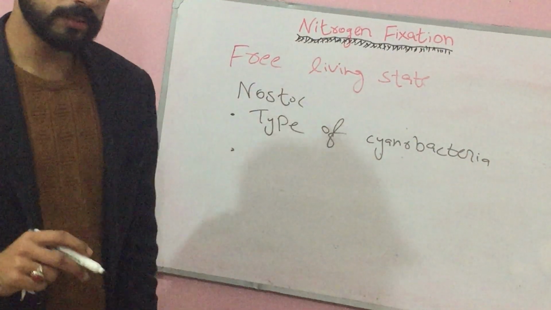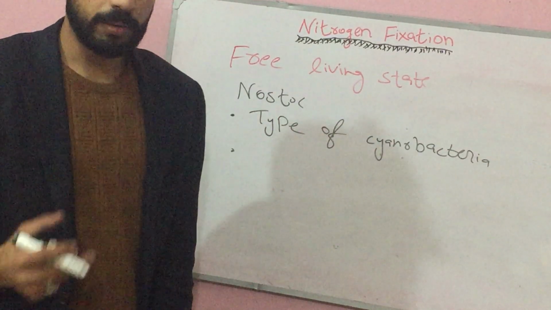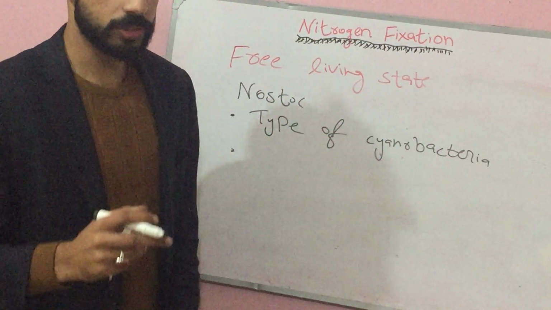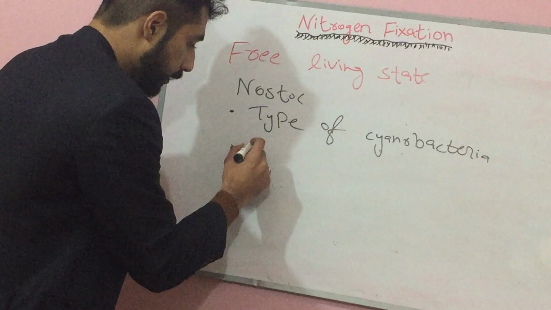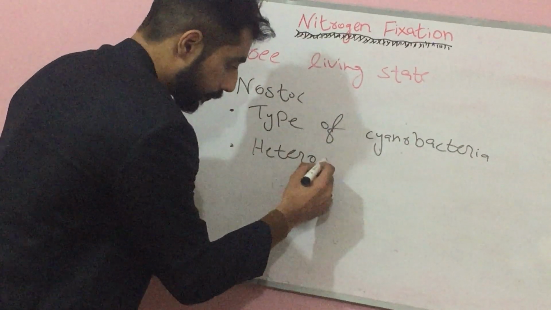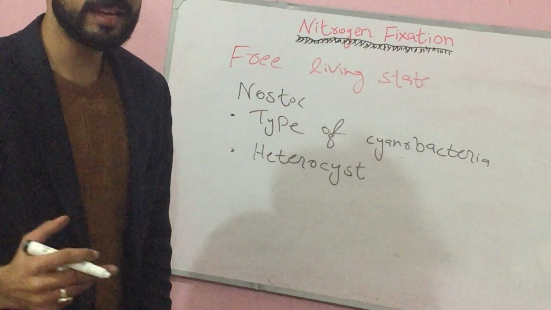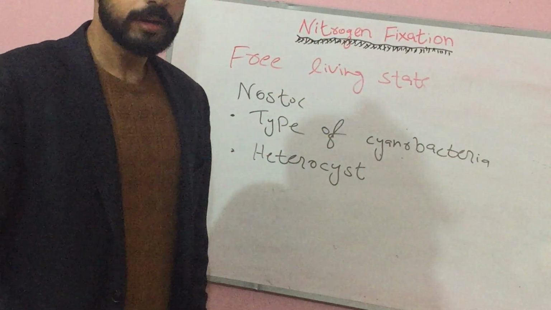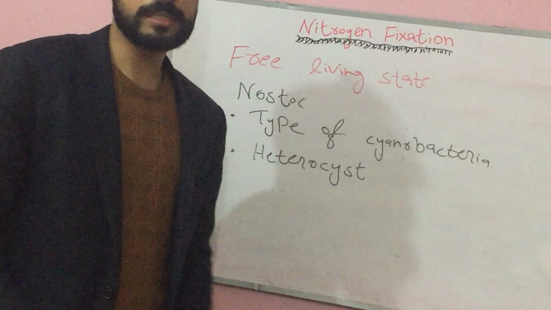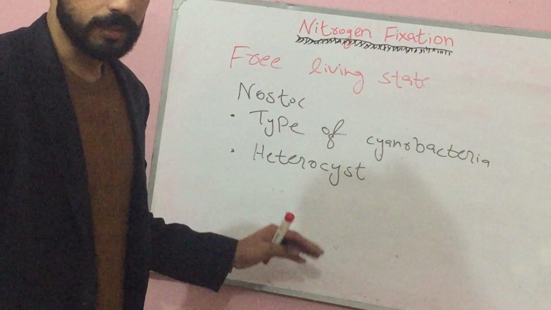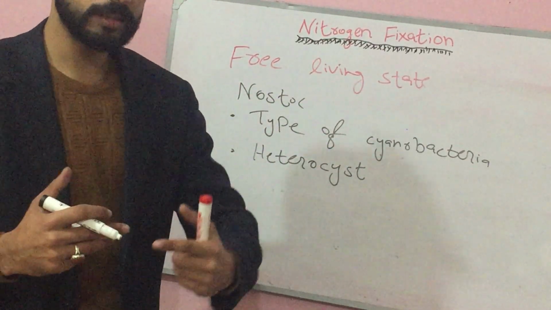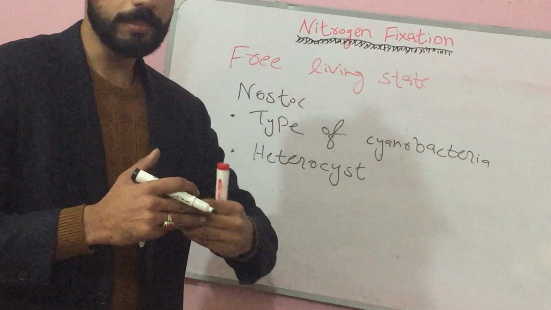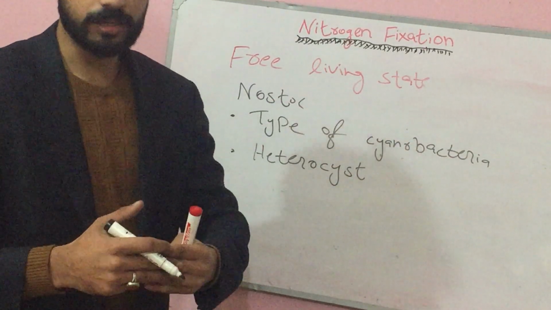The structure of nostoc is filamentous, and nitrogen fixation in nostoc is done through a special structure called heterocysts. These heterocysts are basically H-shaped structures, and they help in creating an anaerobic condition by making their cell wall thick.